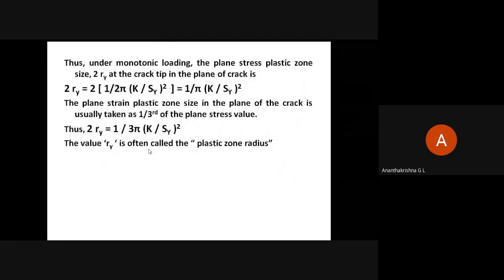Okay. So what is the Irwin model? Substitute the yield strength at a distance r and so on. This is the equation that we are going to get from the monotonic loading condition, plane stress. The plastic zone size, 2r subscript y, at the crack tip in the plane of crack is given by this equation: plastic zone radius 2ry is equal to 1 by 3 pi into K by Sy whole square. Plane strain plastic zone in the plane of crack is usually taken as 1/3 of the plane stress value.